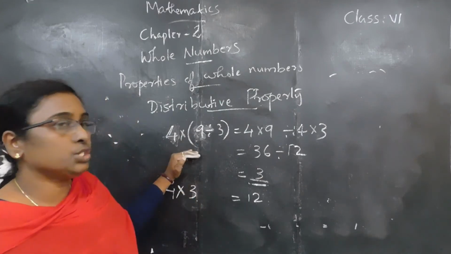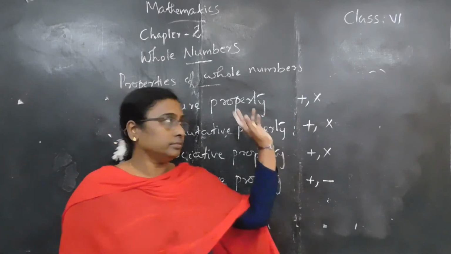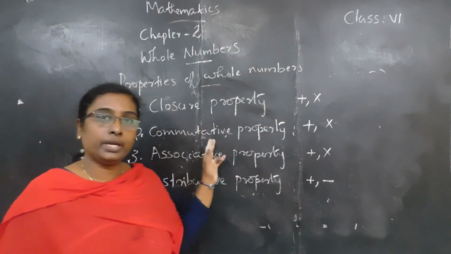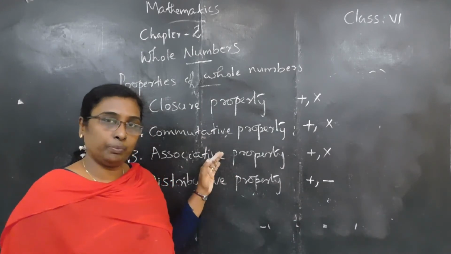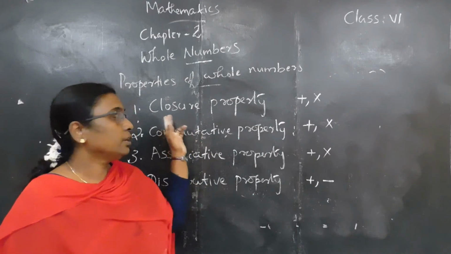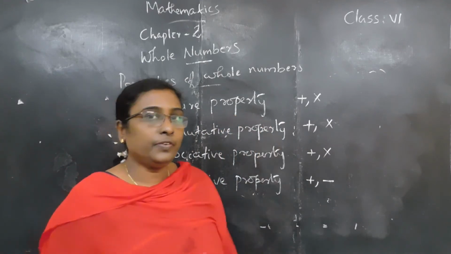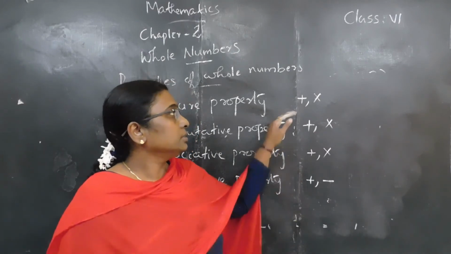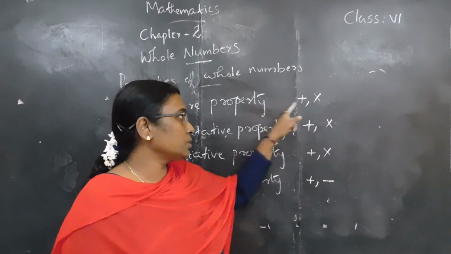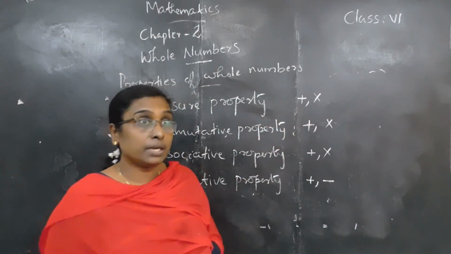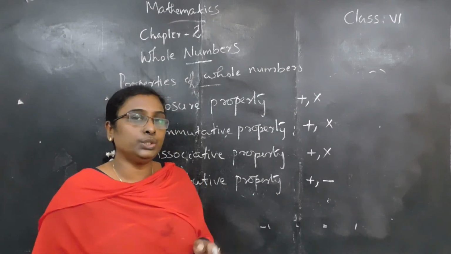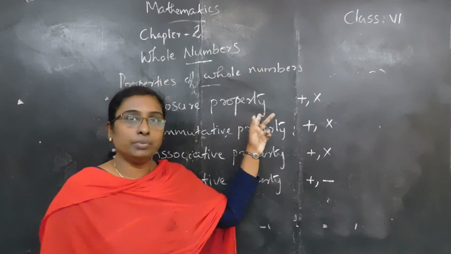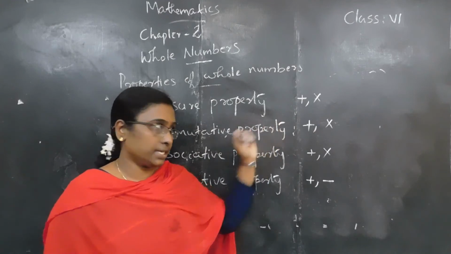These are the properties of whole numbers. Once again, there are 4 properties: closure property, commutativity property, associative property and distributive property. First one is closure property. If we add 2 whole numbers, the result is always a whole number. So we can say that the whole numbers are closed under addition. In case of subtraction, if we find the difference between 2 whole numbers, the result is not always a whole number. Therefore, the whole numbers are not closed under subtraction.